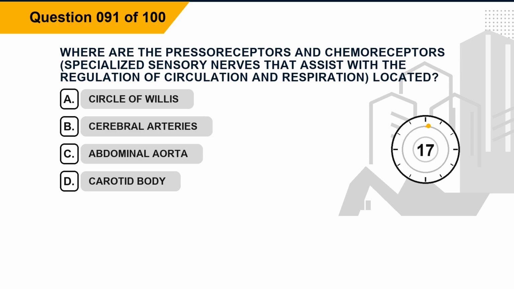Question 91. Where are the pressoreceptors and chemoreceptors, specialized sensory nerves that assist with the regulation of circulation and respiration, located? Option A. Circle of Willis. Option B. Cerebral arteries. Option C. Abdominal aorta. Option D. Carotid body. The correct answer is option D.